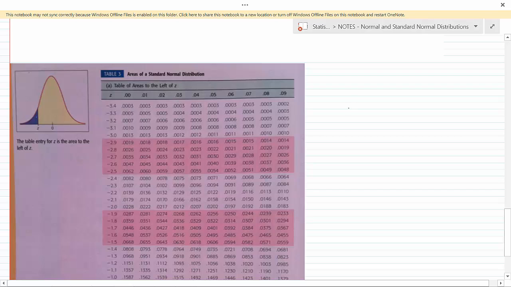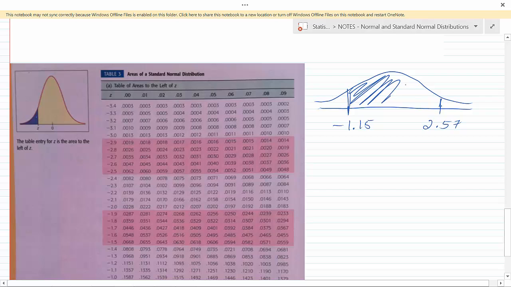Okay, here's the final example I want to show you. Let's say you want the area between two numbers. So let's say I'm going to look at negative 1.15 and 2.57. And I want to find the area between these two. So I'm looking for that area. How am I going to find that when I can only find the areas to the left of negative numbers?